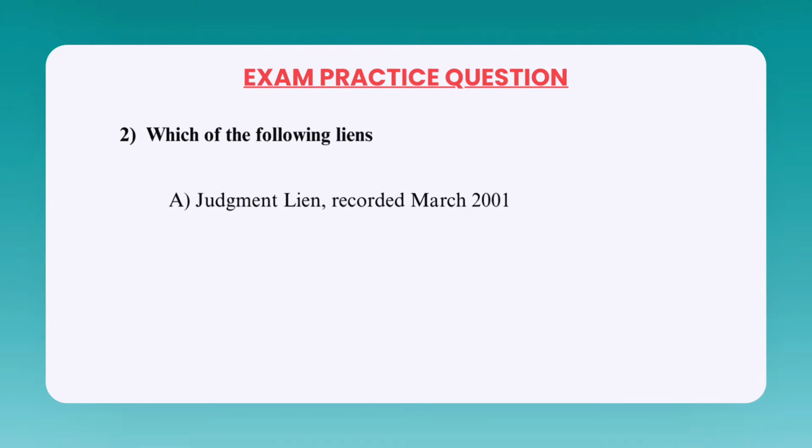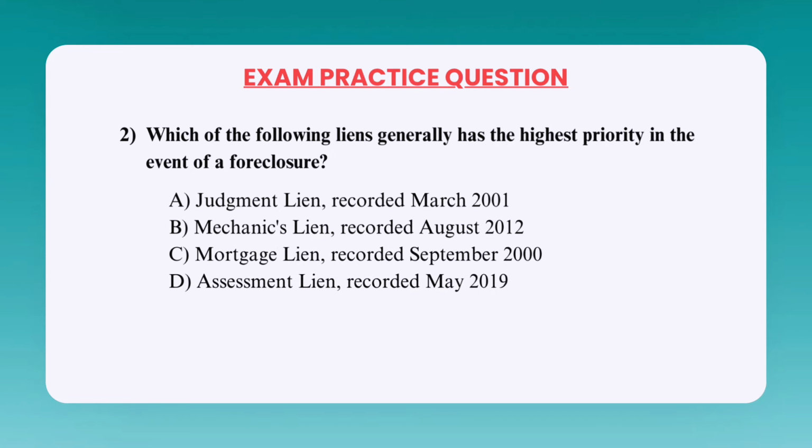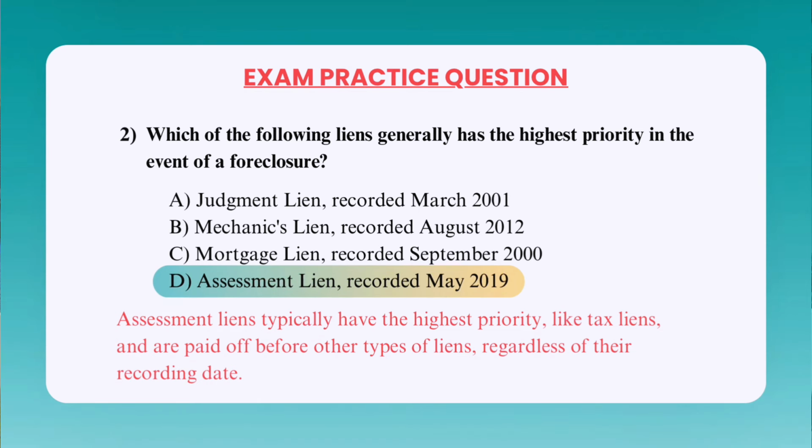All right, number 2. Which of the following liens generally has the highest priority in the event of a foreclosure? Is it A, judgment lien recorded March 2001, B, mechanics lien recorded August 2012, C, mortgage lien recorded September 2000, or D, assessment lien recorded in May of 2019? The answer is D. Assessment liens typically have the highest priority, like tax liens, and are paid off before other types of liens, regardless of their recording date.